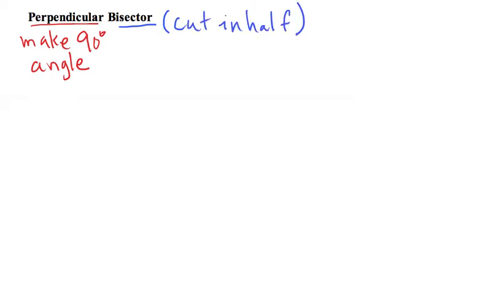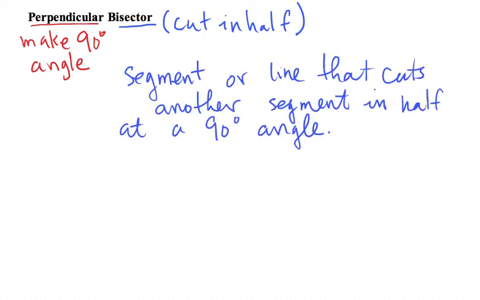Thus, when we put the two of them together, we can say that a perpendicular bisector is a segment or line that cuts another line segment in half at a 90-degree angle.